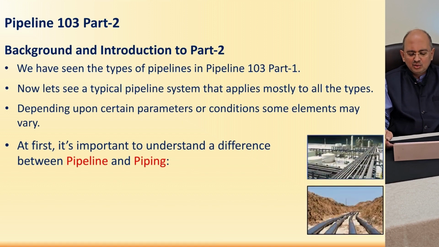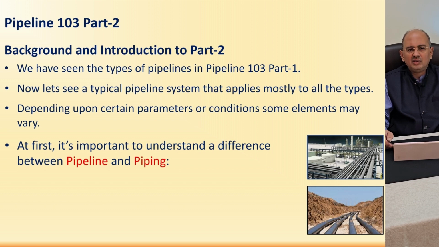You can see these two small pictures here, in which the first picture shows the plant or facility in which a lot of pipes can be seen, pipe racks, tanks and columns and vessels, connected with multiple pipes. This is called piping, which is part of the plant facility. Within that fence area, the piping is covered.